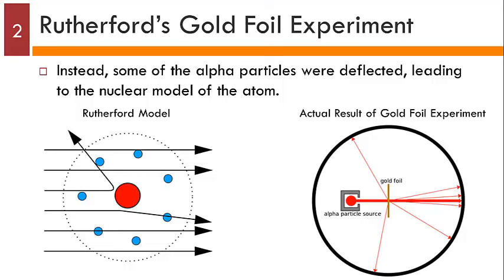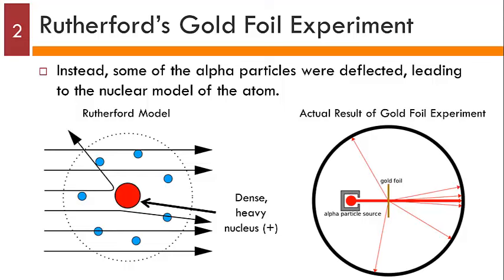Instead, when he performed the experiment, he was surprised to see that some of those alpha particles were deflected, and some of them even bounced back at the alpha particle source. So he said, whenever this happened, that it was as though he had shot a shotgun at a piece of tissue paper, and the bullets, the shrapnel, had come back at him. So this was very surprising to him.